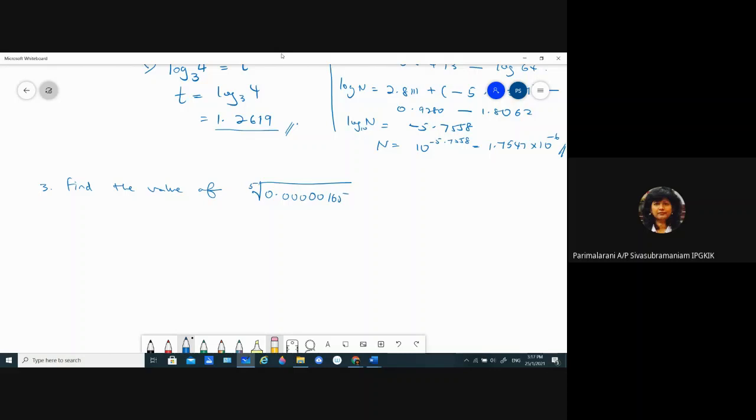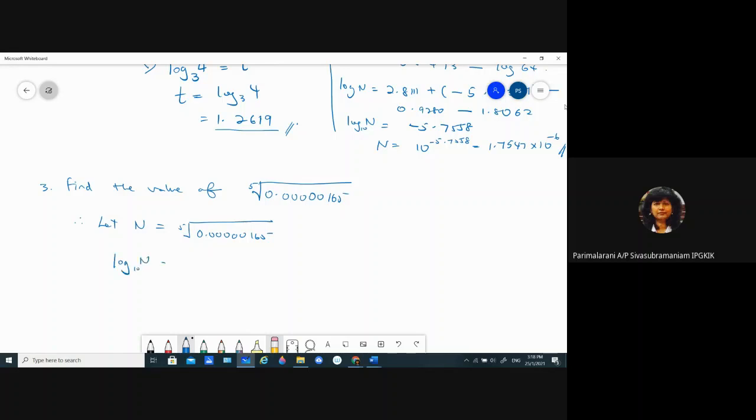Okay. How do we find this? Find the value of this number. We want to show the working. How do we do it? So we start with let n is equals to this, so that we can take log on both sides. Let n is equals to root 5 of this number, 0.0000165. Okay. So now that we have written this, we take log both sides.